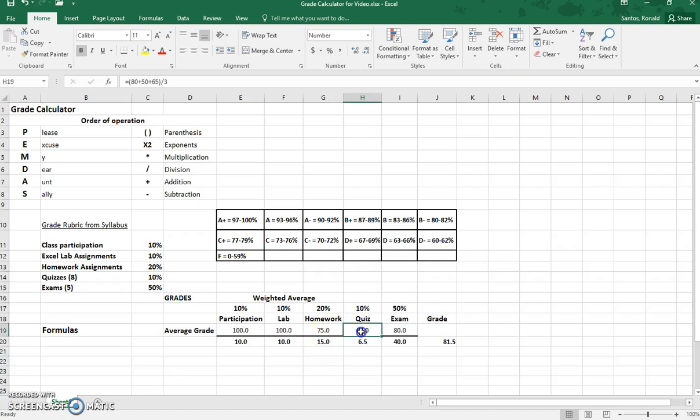If we look into our quiz and we say, okay, we're going to drop the lowest grade, we would take out the 50, because I drop the lowest grade for quizzes and exams overall. There's only 2 grades in there, so you have to change this to 2. And now instead of 81.5, you would have an 82.3, which would bring you up to a B.